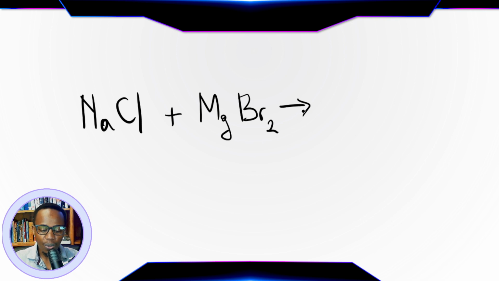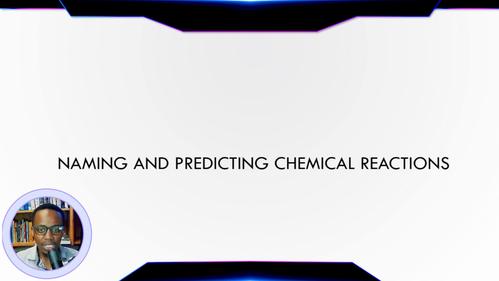All right. So by the end of this video, you should be able to tell me easily the answers to this question, but we're not there yet. So this chapter is about naming and predicting chemical reactions, right? This is what this section of the chapter is about.